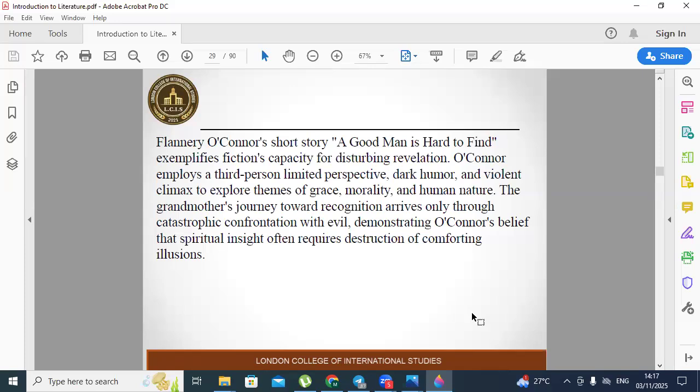This documents O'Connor's belief that spiritual insight often requires the destruction of comforting illusions. We cling to superficial views of ourselves and the world. Sometimes only violent disruption breaks through those comfortable illusions to deeper truth. O'Connor's fiction is challenging because it refuses easy comfort. Her stories suggest that genuine spiritual transformation is painful, that grace often arrives through suffering, and that human nature is more complex and darker than we like to acknowledge.